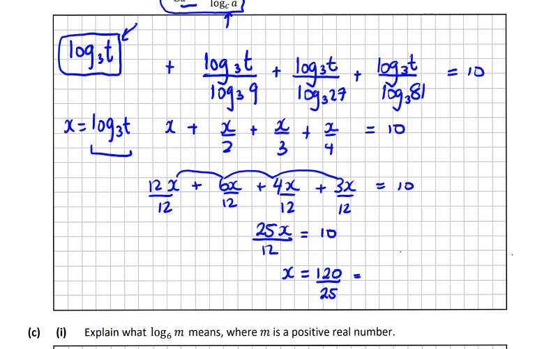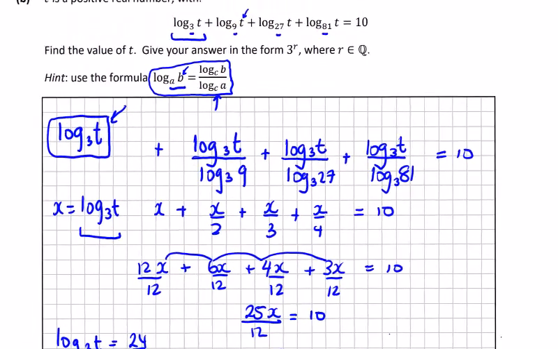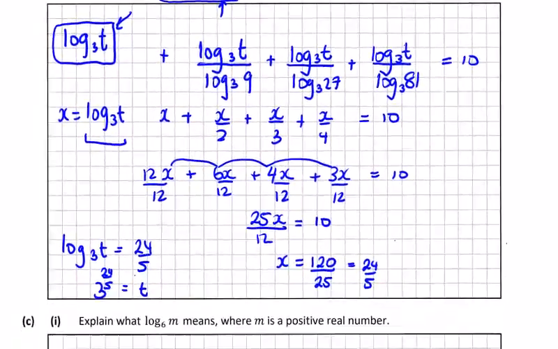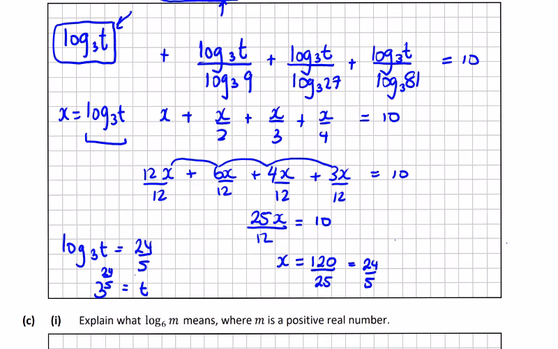So they divide by 5, 24 over 5. So therefore log of t to the base 3, which is equal to x, is 24 over 5. So 3 to the power of 24 over 5 is equal to t. So we're asked to solve for t. Find the value of t as 3 to the power of r. So this is part B.